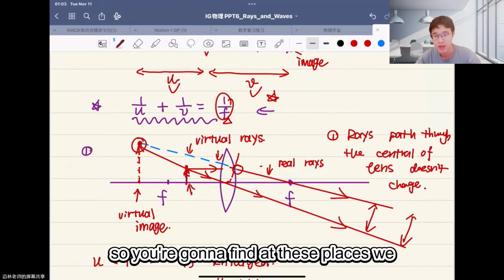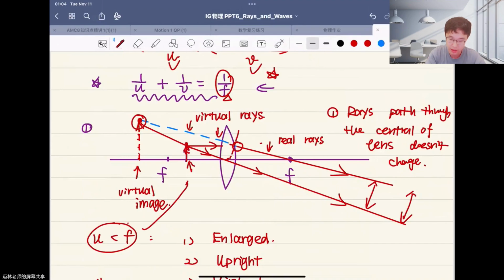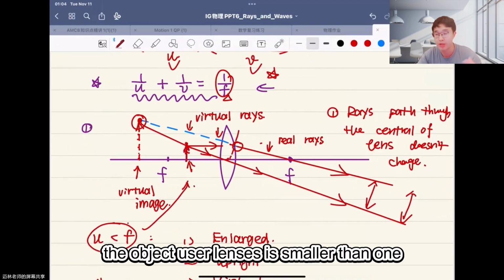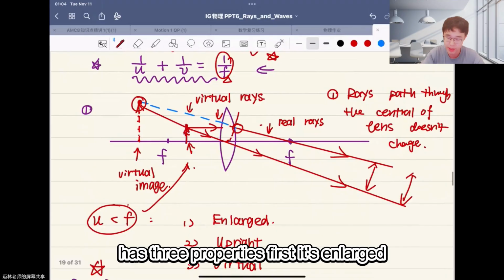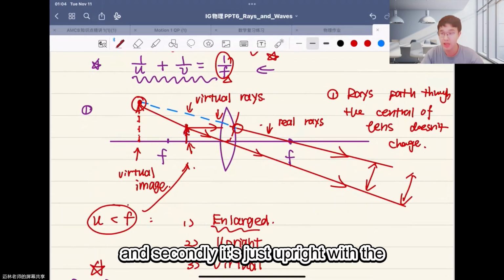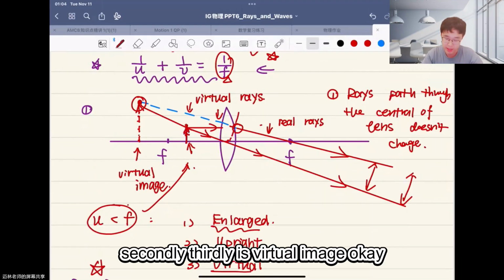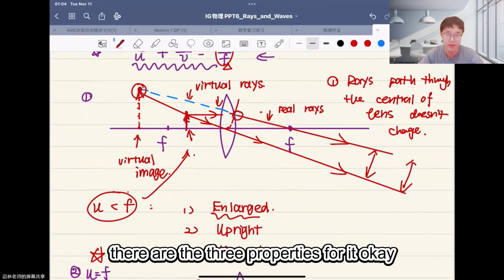Okay. So at these places, we call this circumstance U smaller than F. That means the distance from the object to the lens is smaller than one focal length. So you can find this image has three properties. First, it is enlarged, okay. Secondly, it is upright, like the object, okay. And thirdly, it is a virtual image, okay. Those are the three properties of it.